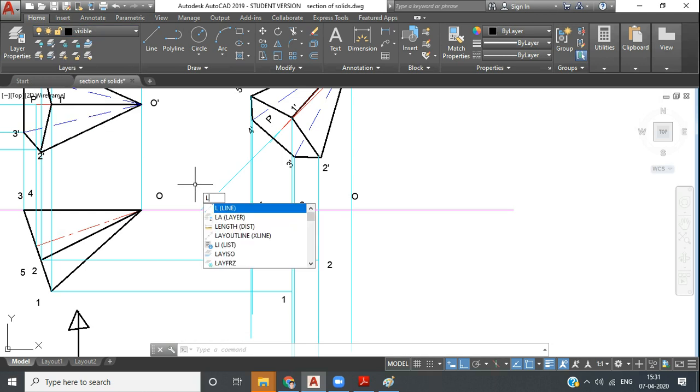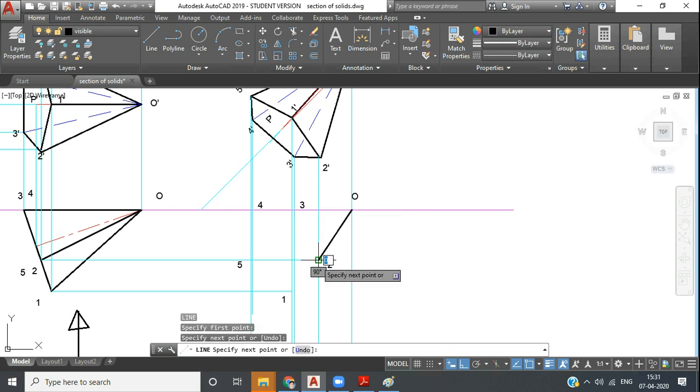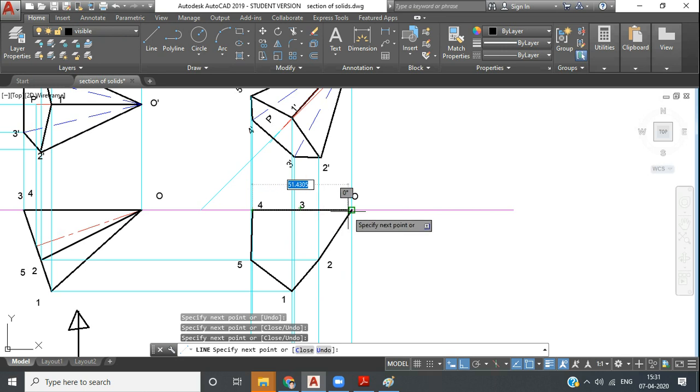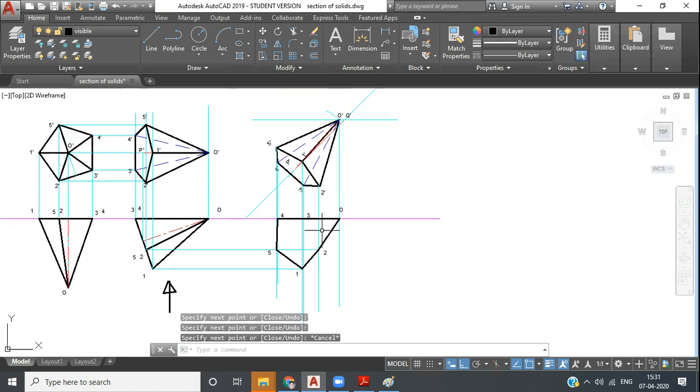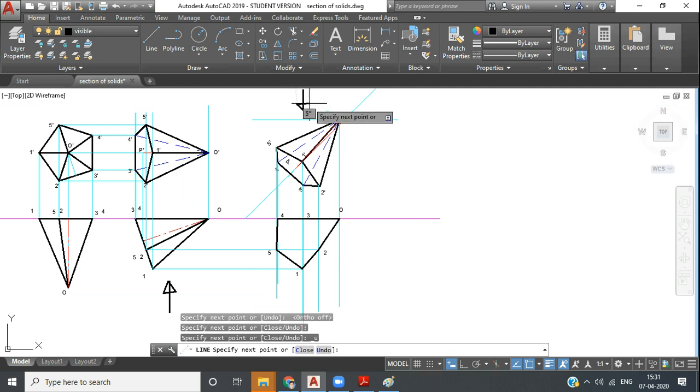Okay, now join all these points. The first rule is that we should join the outermost points dark. So O to 2, 2 to 1, 1 to 5, 5 is the outermost, 5 to 4, 4 to, now directly it will go to O. Okay, now see the top view. To look at the top view, you are looking from here. So your direction of observation is this.